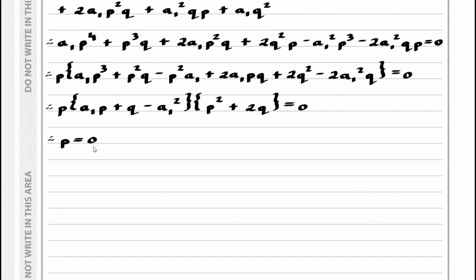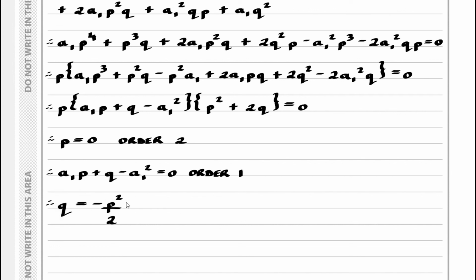So if I have p equals 0, that gives me order 2. I have A1p plus q subtract A1 squared equals 0, that gives order 1. And if I have q equals negative p squared over 2, that gives me order 4.